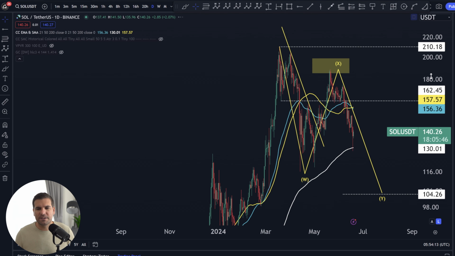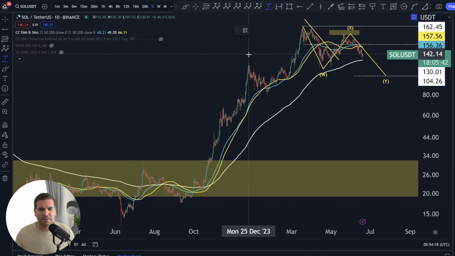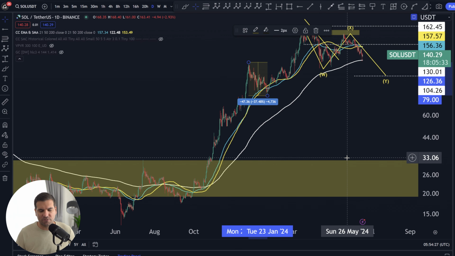Now, if I zoom out of this, I'm going to highlight a few other corrections that also seemed very scary at the time. Back in December of 2023, we saw a correction also down here, if I can actually snap that on, of 37.48% in January of 2024.